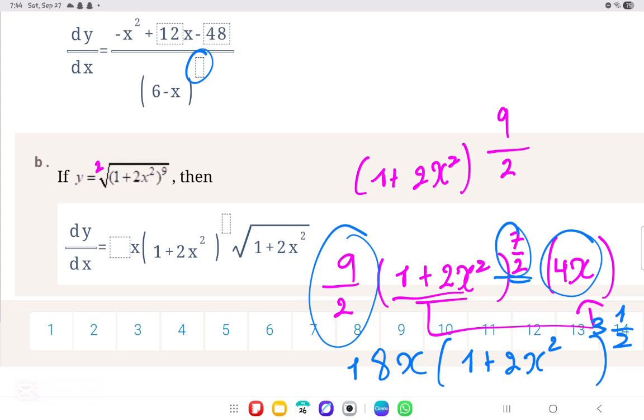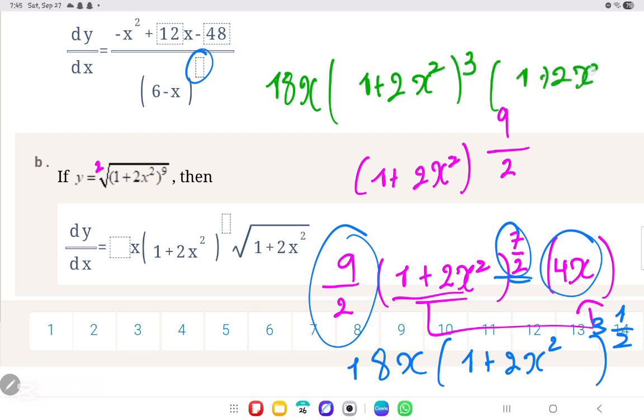You will do 7 over 2. You will put equal and you will do shift SD. When you click on shift SD, you will get it to be what? You will get it to be 3, 1 over 2. What does this mean exactly? This means it's 18x times 1 plus 2x squared to the power of 3, and then 1 plus 2x squared to the power of what? To the power of 1 over 2. So we can substitute this by what? By a radical 1 plus 2x squared. So what do we get?